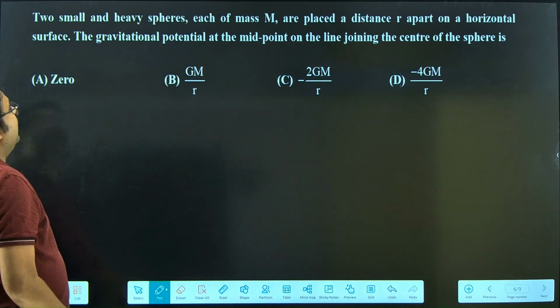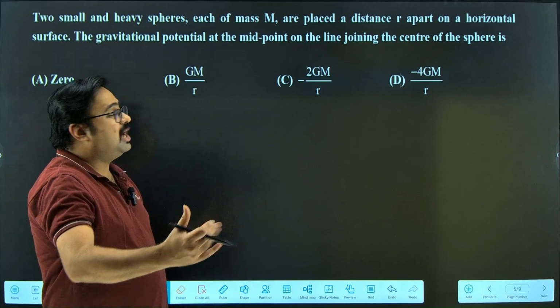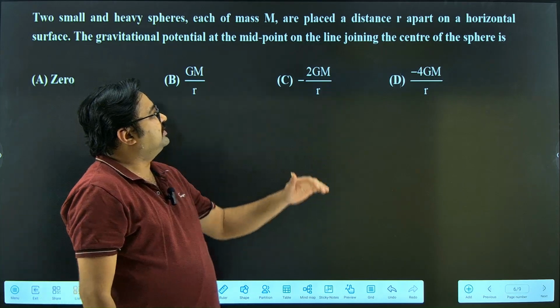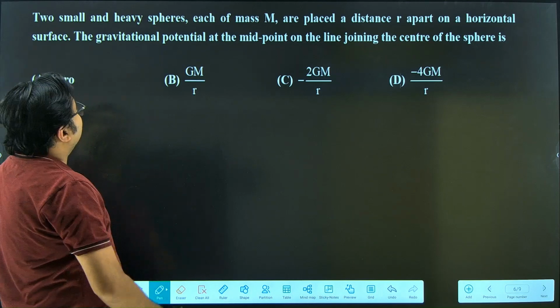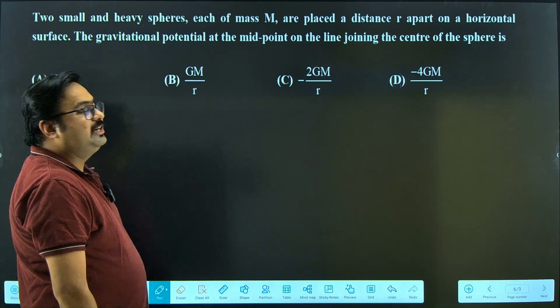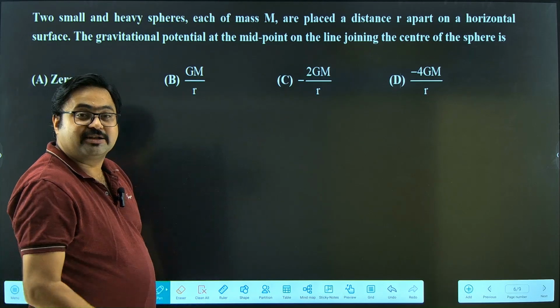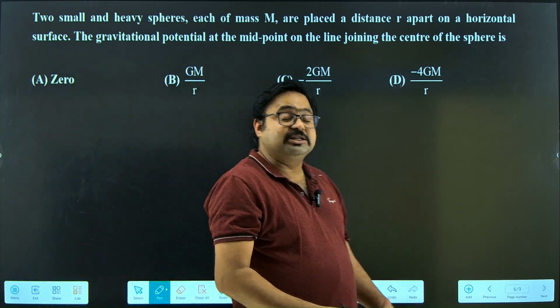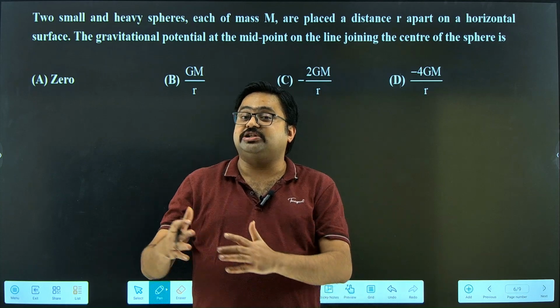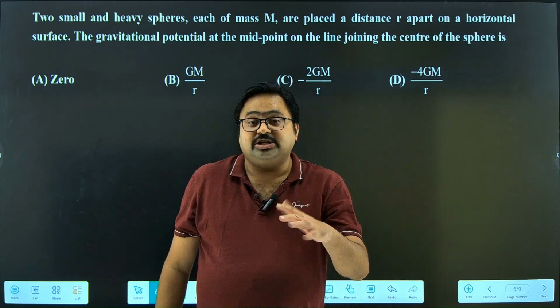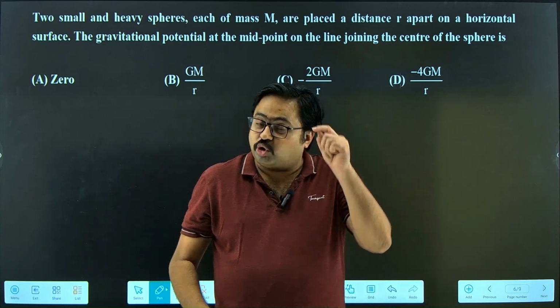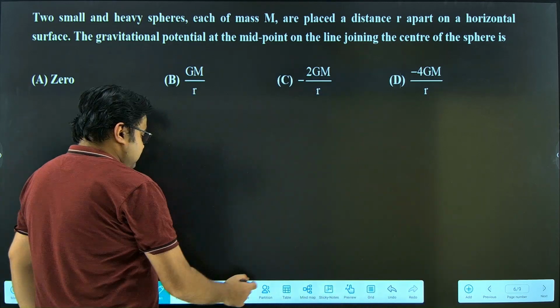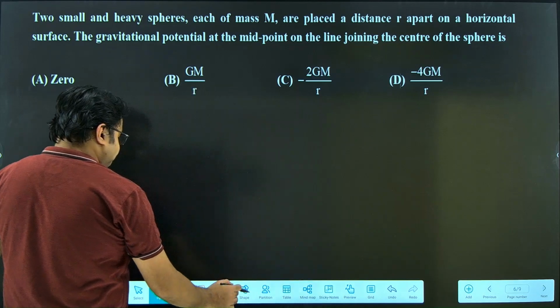Two small and heavy spheres, each of mass capital M, are placed a distance r apart on a horizontal surface. The gravitational potential at the midpoint on the line joining the centers of the spheres is... Now, I put this question to demonstrate to you how potentials add up. Potentials are scalar quantities and they add up like numbers. So let us crack this question. Let's see how we do it.